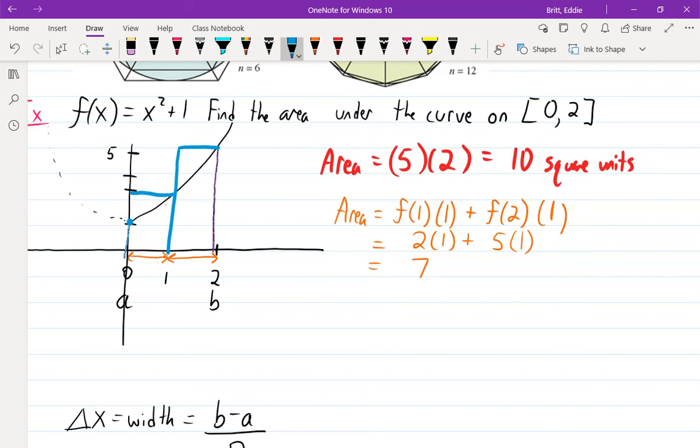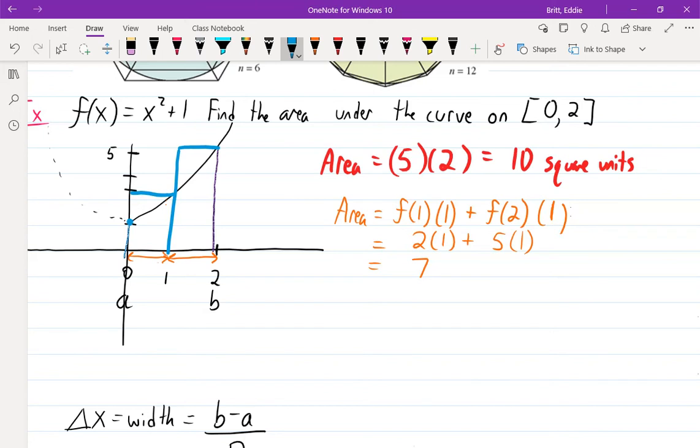Now that's just because of the way that this graph is. Sometimes starting on the right side may put the rectangles under the curve, and sometimes starting on the right side may put the rectangles above the curve. It just depends on what curve we're looking at. Okay.